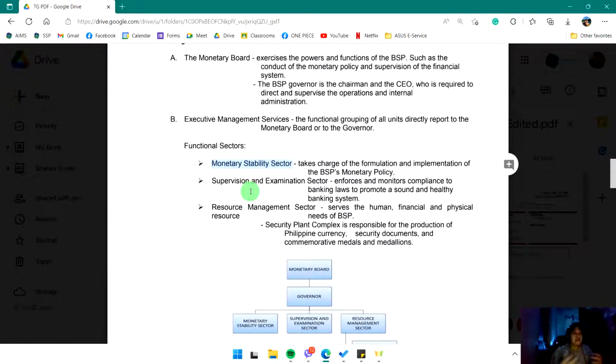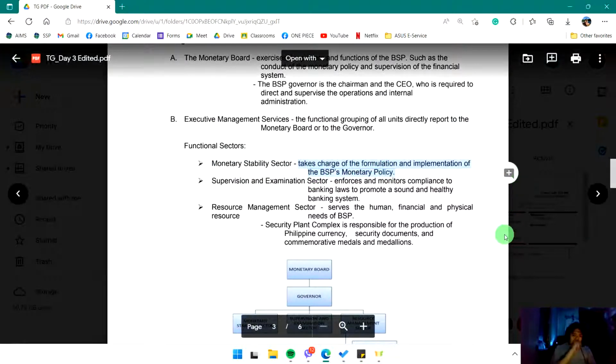One of their functional sectors is what we call the Monetary Stability Sector, and they take charge of the formulation and implementation of BSP's monetary policy. So ang nangyayari dito, Monetary Board, since sila yung nasa decision making natin, they will decide now what kind of monetary policy should they implement for our financial institutions or financial systems natin.